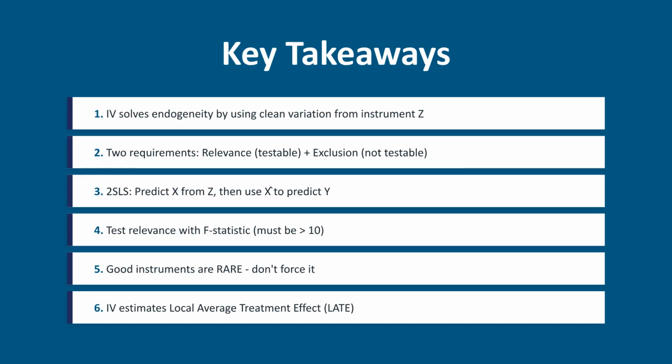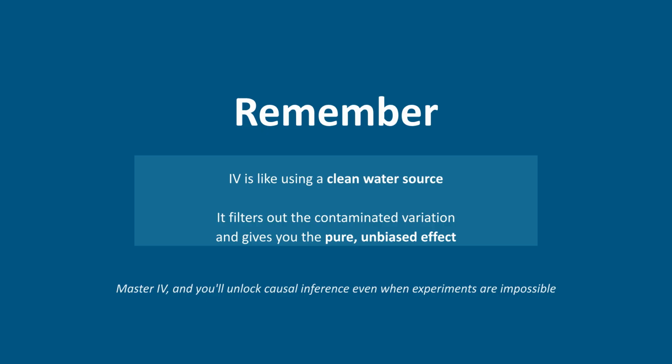Key takeaways: IV solves endogeneity using the instrument's clean variation. It requires testable relevance and a plausible exclusion restriction. 2SLS is the implementation method. Test relevance with an F statistic above 10, but remember that good instruments are rare, and IV estimates the local average treatment effect. IV is like using a clean water source. It filters out contaminated variation to give you a pure, unbiased effect. Mastering IV allows you to unlock causal inference, even when running experiments is impossible.